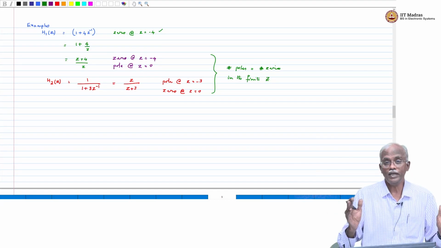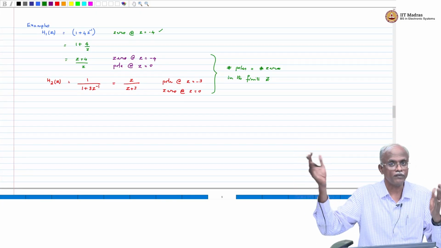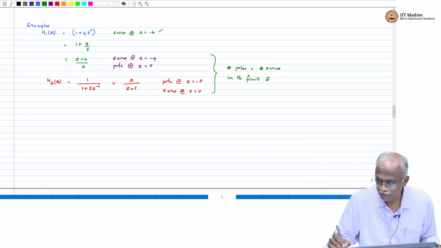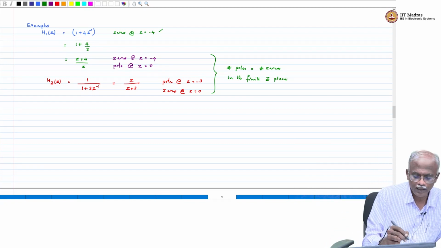What do you mean by finite Z plane? Z going from 0 all the way up to infinity, but not including infinity. So, in the finite Z plane. Okay, let's look at one more example, and then it will become very clear.